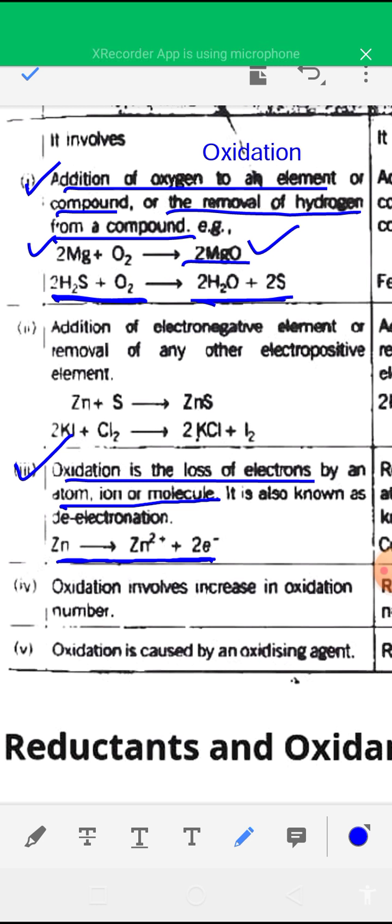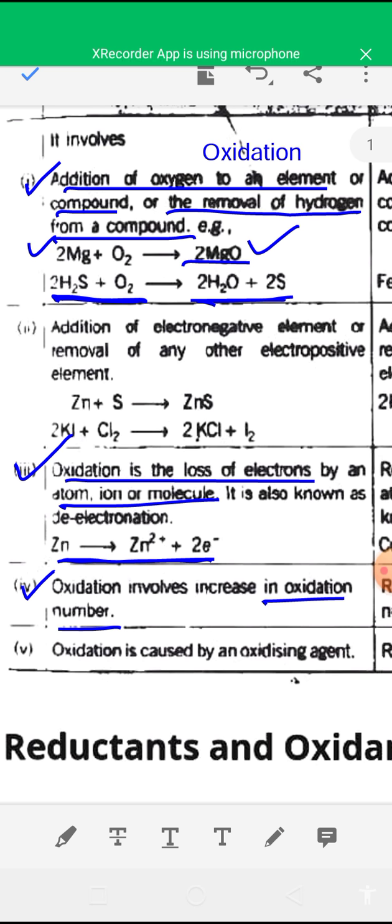One more definition is given here: oxidation in terms of oxidation number. Oxidation includes increase in oxidation number. You have to know what oxidation number is; later I will explain it. So oxidation means addition of oxygen, removal of hydrogen, loss of electrons, or increase in the oxidation number of an element in a compound.